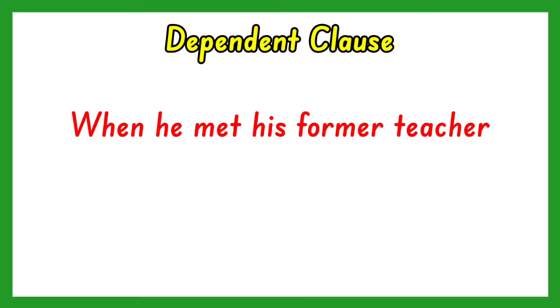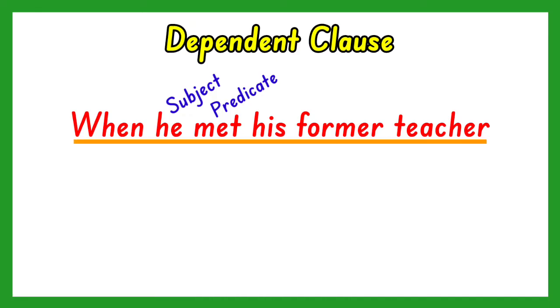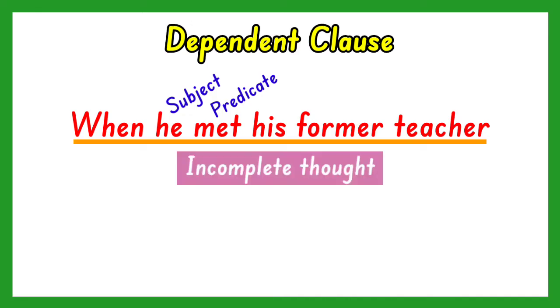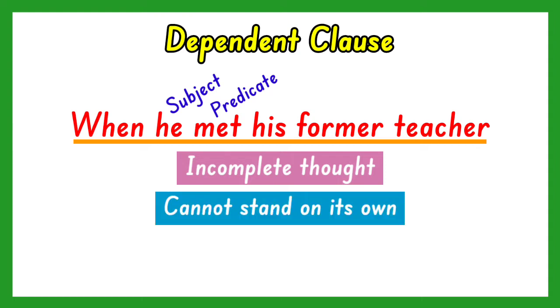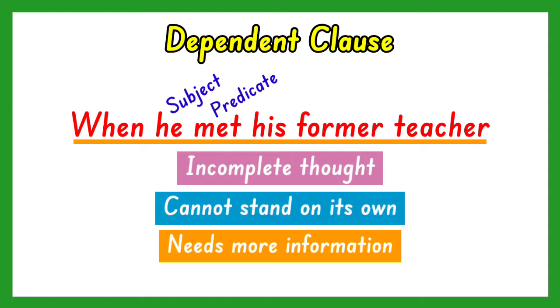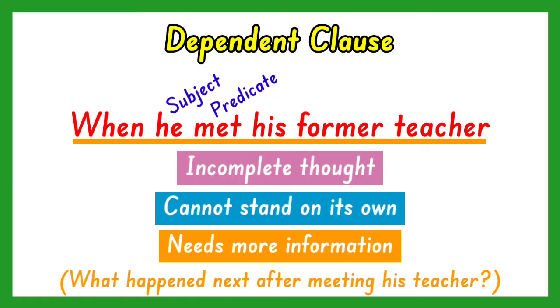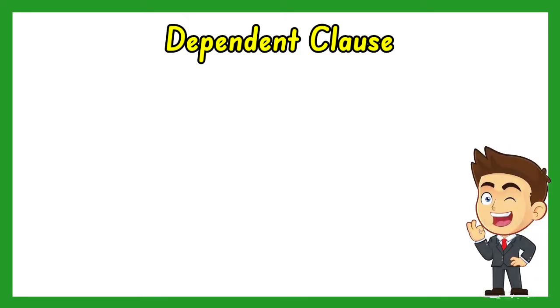When he met his former teacher. Again, although this group of words has a subject which is he and the predicate or verb which is met, this is still a dependent clause because its thought is not complete, so it cannot stand on its own. It still needs more information, like what happened next after meeting his teacher, right? Now, there is an easier way to identify a dependent clause.